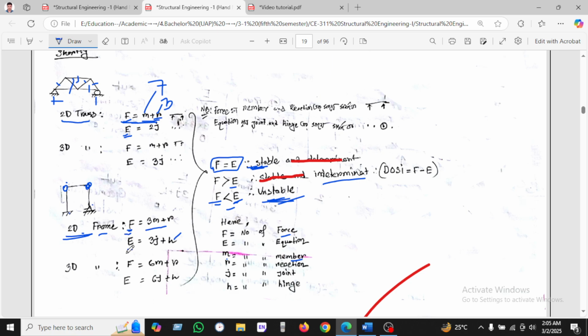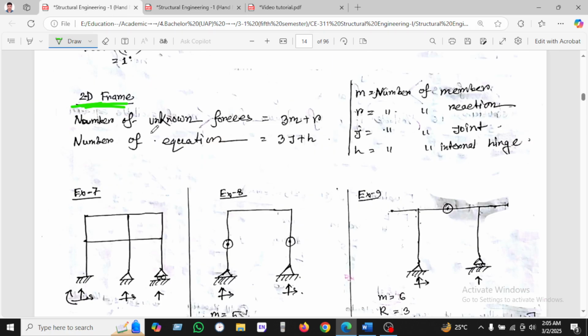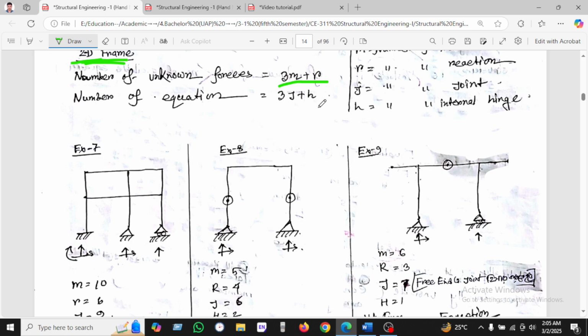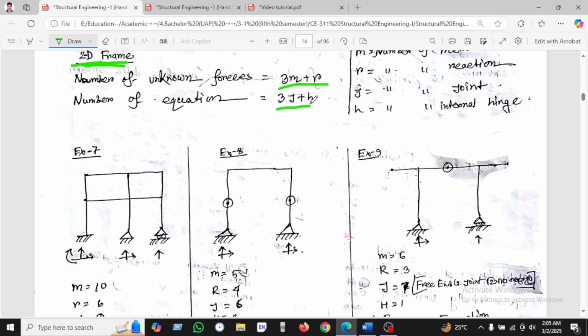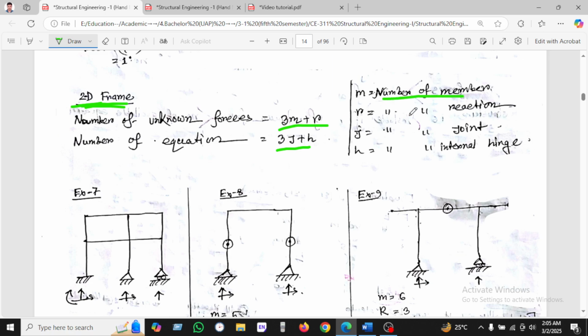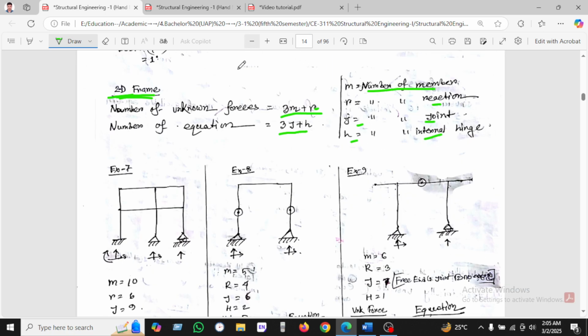and for equations, 3j plus h. So what is m, what is r? m is the number of members, r is the number of reactions, j is the joints, and h is the hinges. Okay, let's see. For a 2D frame, the number of unknown forces is 3m plus r, and the number of equations is 3j plus h. m is the number of members, r is the reactions, j is the joints, and h is the internal hinges. Okay, so let's see an example.